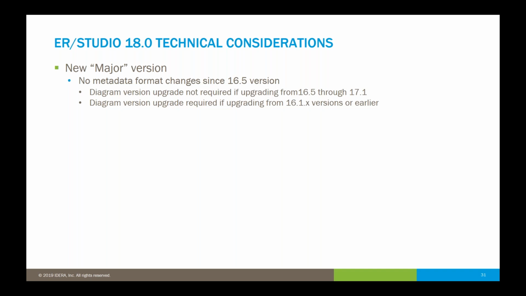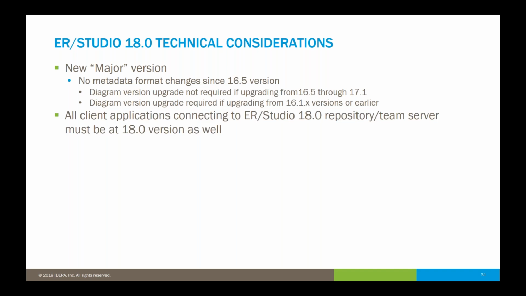So what that means, just as a reminder, is if you're upgrading from 16.5 through 17.1 to 18.0, you do not need to run a diagram version upgrade in the data architect tool to update those repository diagrams. If you're updating from 16.1x versions or earlier, then you do have to do a diagram version upgrade. But either way, you don't have to republish.